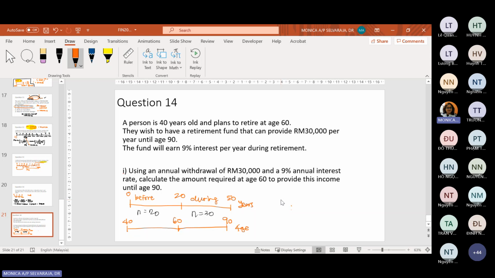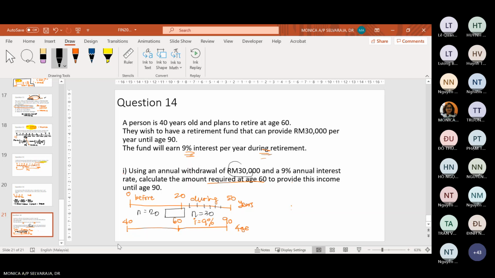Okay, so now 9% interest during the retirement. During this period, your i is equal to 9%. So using the annual withdrawal of 30,000 and a 9% annual interest rate, calculate the amount required at 60 to provide for the income until 90. So the amount required at 60 means the amount required here, so she can withdraw until 90. How much is she withdrawing? 30,000. So during this period, every year she will withdraw 30,000 for 30 years.